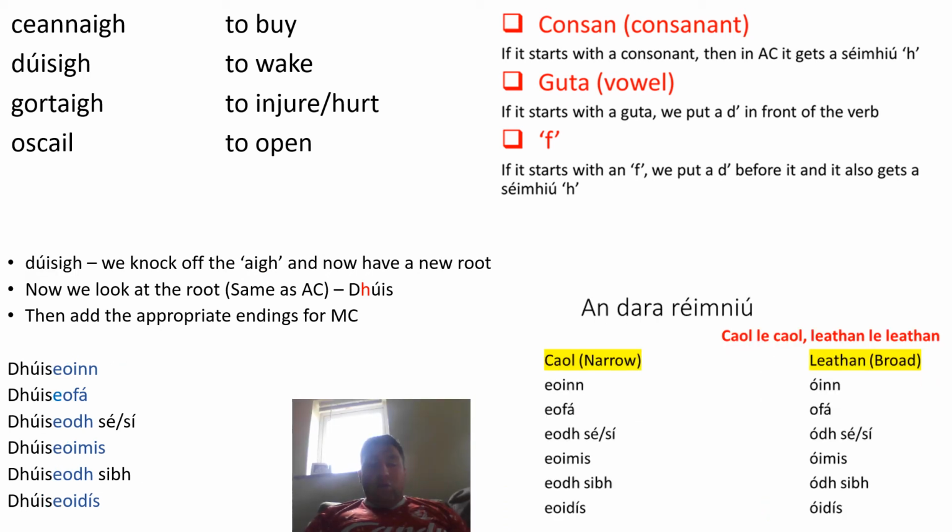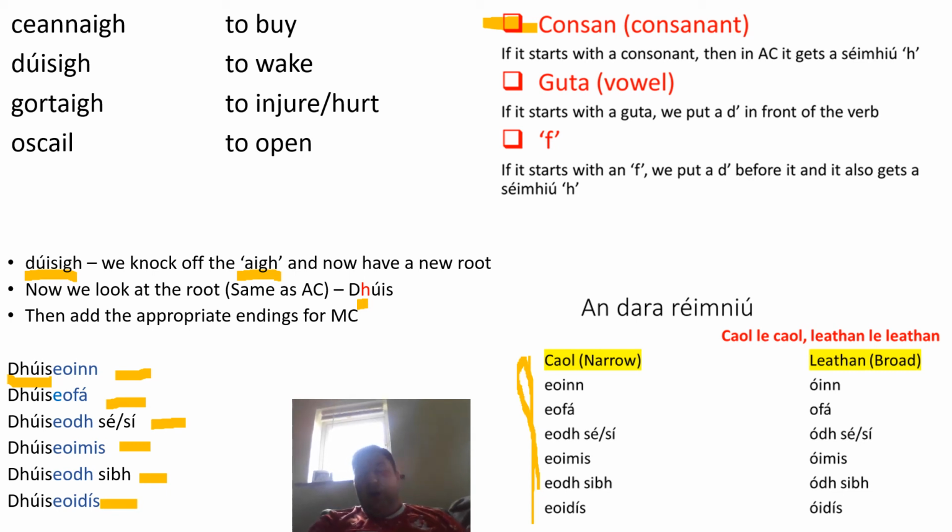Alright, then we have dúisigh, to wake. We first of all knock off the aigh to get a root. So we do that for the root. It starts with a consonant, so it has to get a séimhiú. So dúisigh. Then we have our root here, and then we look over here to our rules, and we have our narrow endings here. So dúisínn, dúiseofá, dúiseodh sé or sí, dúiseoimis, dúiseodh sibh, dúiseoidís. Okay, so if there was thunder, I would wake if I heard it. Okay, so that's the conditional for that.